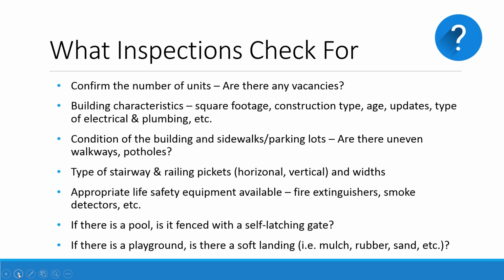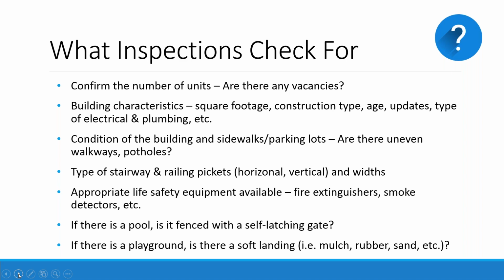And then, is the appropriate life safety equipment there? So, fire extinguishers, smoke detectors, and depending on the state, like here in California, carbon monoxide detectors are required. Those are specific things we're looking for, and obviously we're looking for the fire extinguishers to be currently tagged and dated. If they're not, then that will be a requirement to be fixed in a loss control inspection.